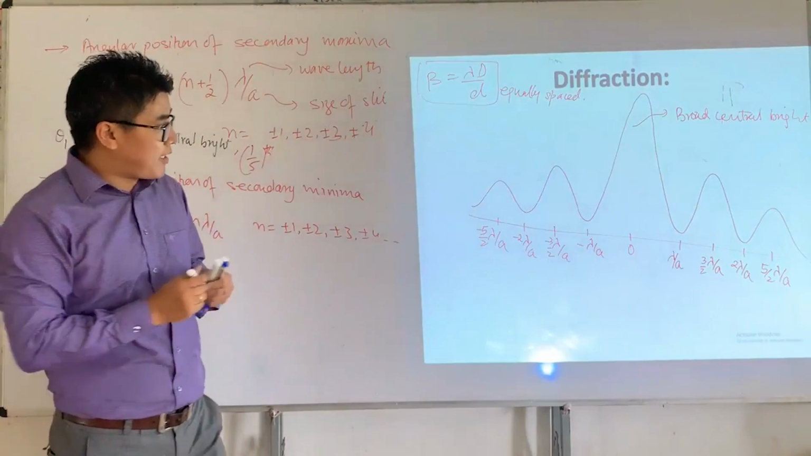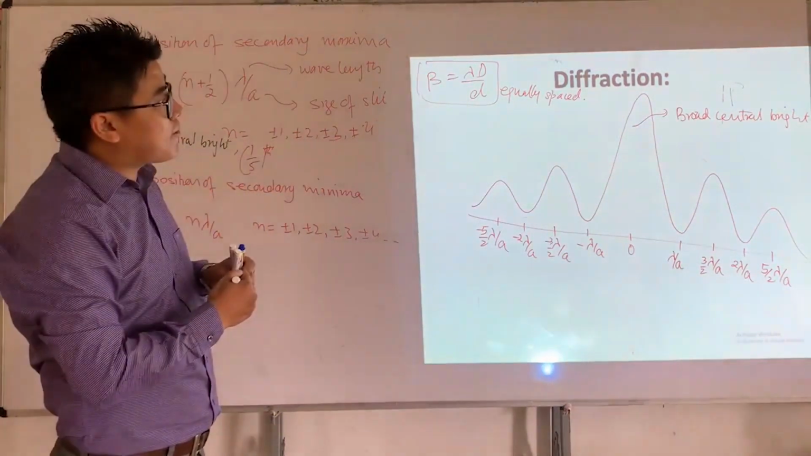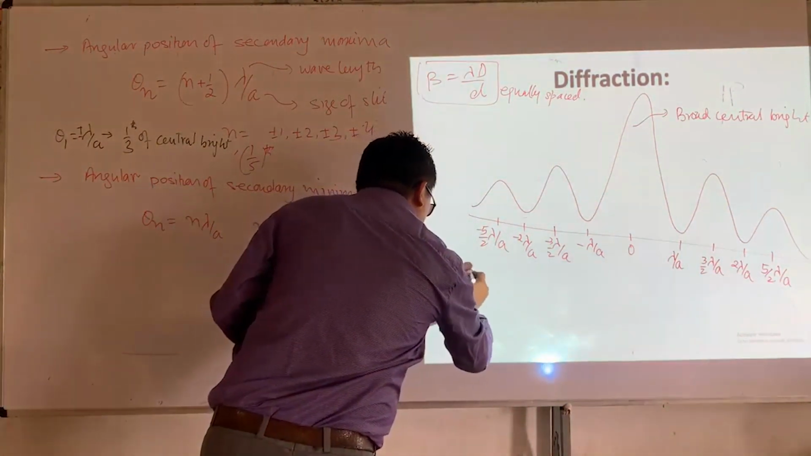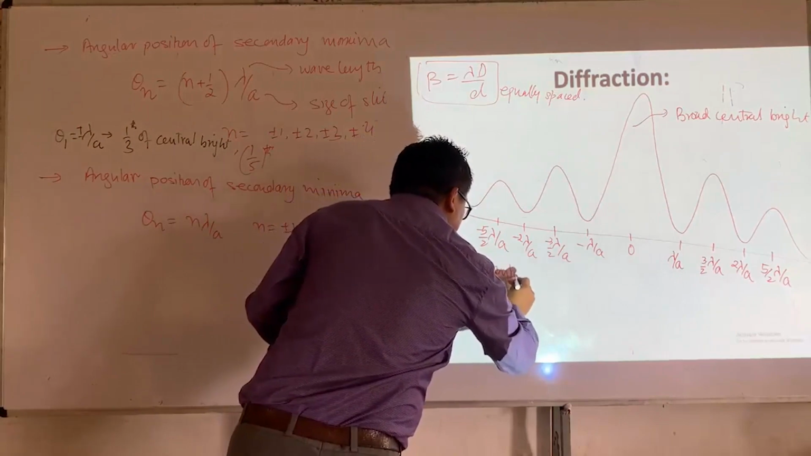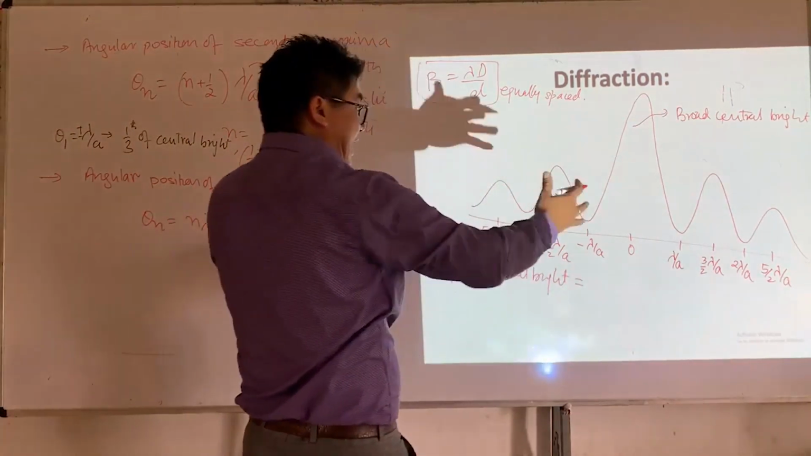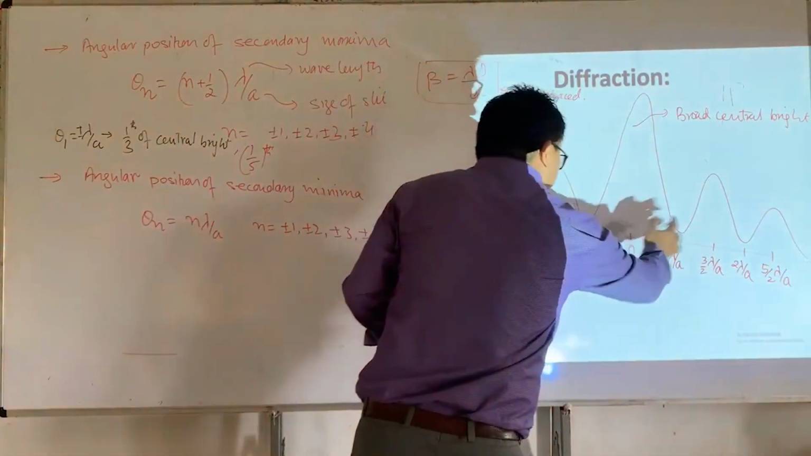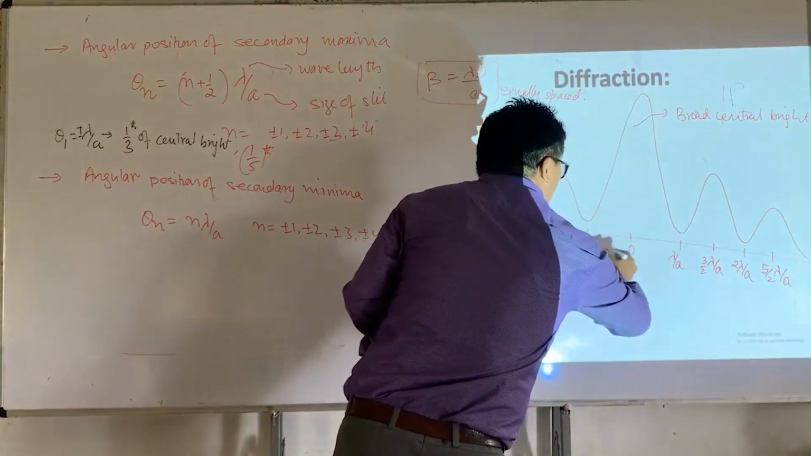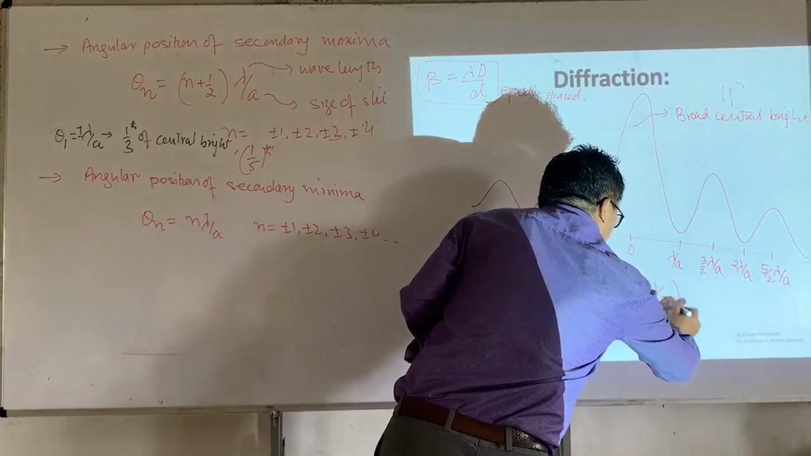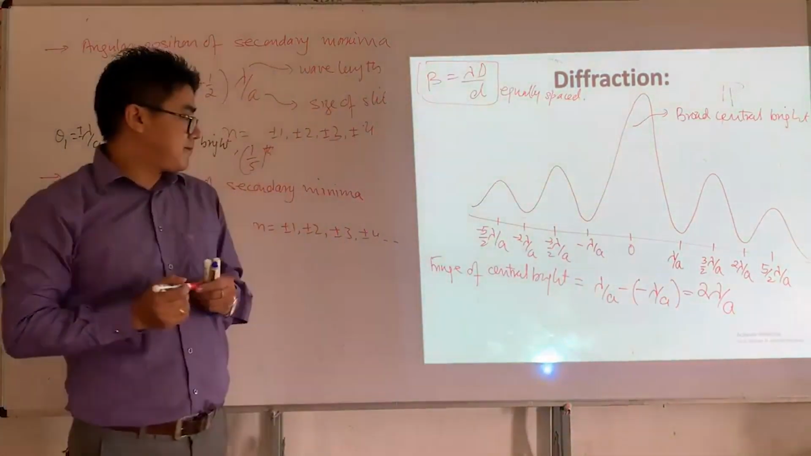What about diffraction? Look at here. So the fringe width of the central bright would be equal to that angular width. I am talking about angular width. What is that? Lambda by A minus minus lambda by A. This is equal to 2 lambda by A. This is the fringe width.